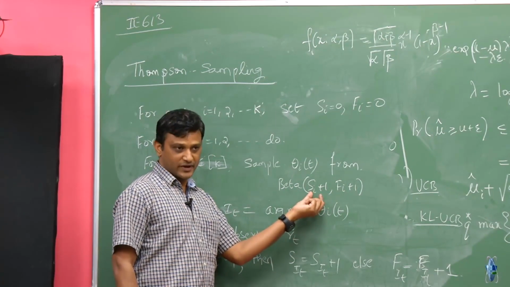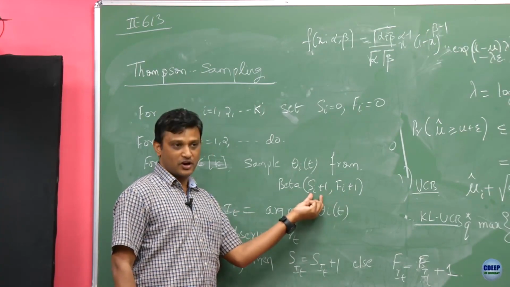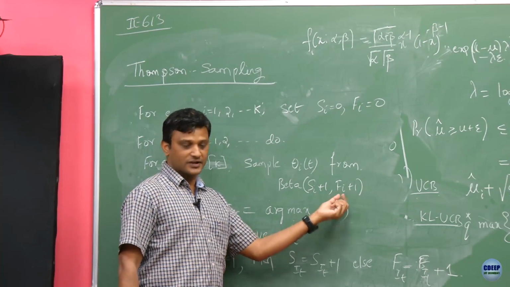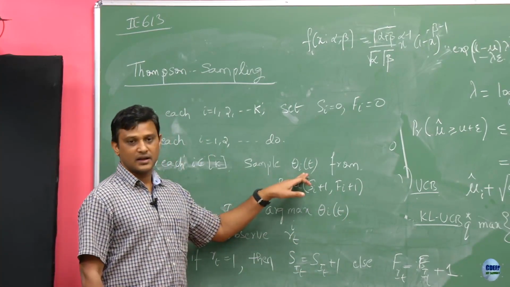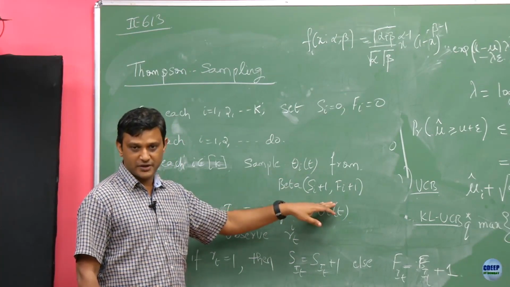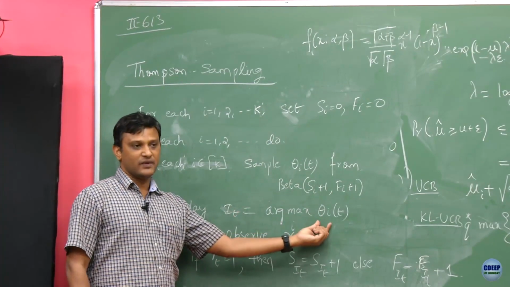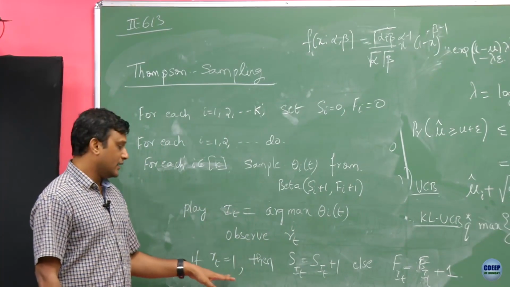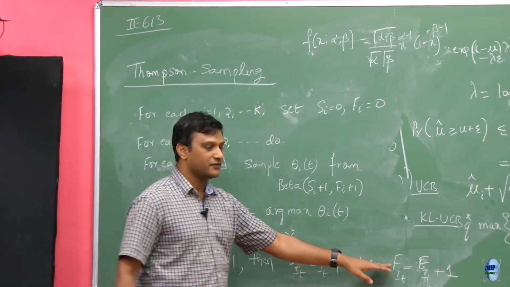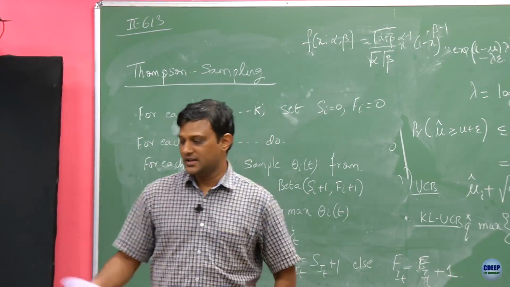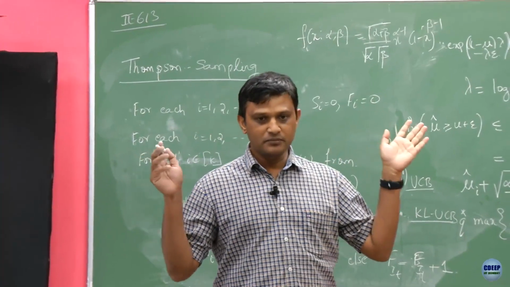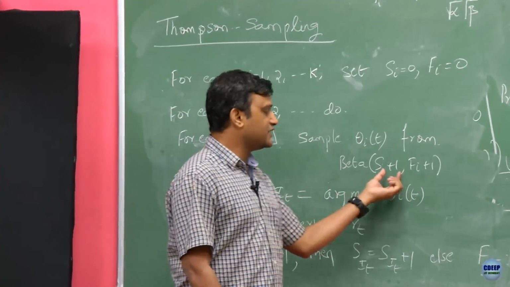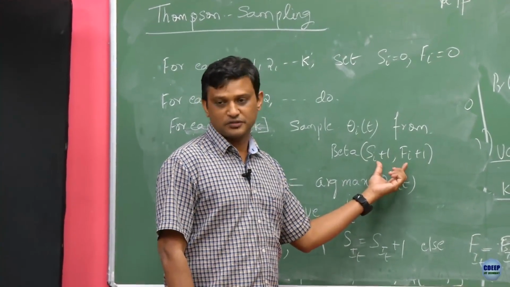What is this? s_i corresponds to the number of successes, the number of ones it has observed, and f_i corresponds to the number of zeros, or failures. Now it is going to observe a sample from that beta distribution, and then pick the arm which has the highest value of the sample and play that. If it observes 1, it updates the success of that arm by 1; otherwise it updates the failure of that arm by 1. So it is basically assigning priors to each arm through these beta distributions, and every time updating those priors based on the successes and failures observed for those arms.